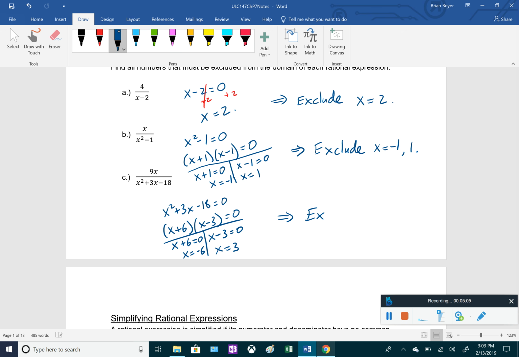So that means we have to exclude those values from the domain. So we exclude x equals negative 6 and positive 3. So all real numbers except those values. When we get to the section in class when we do this, I'll go over it more in depth.